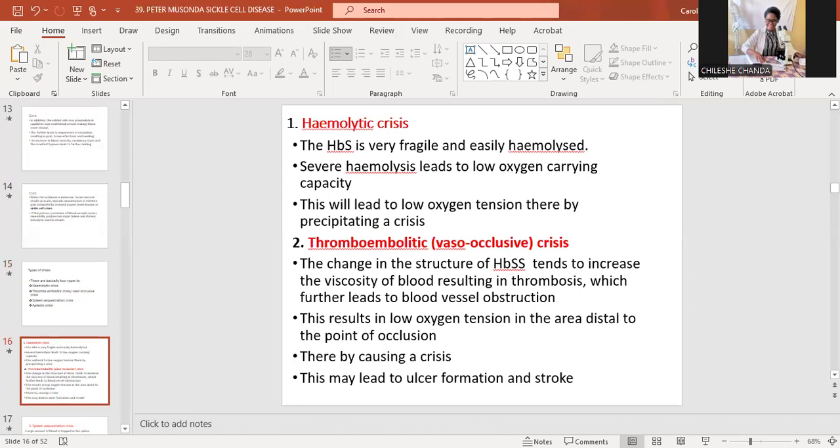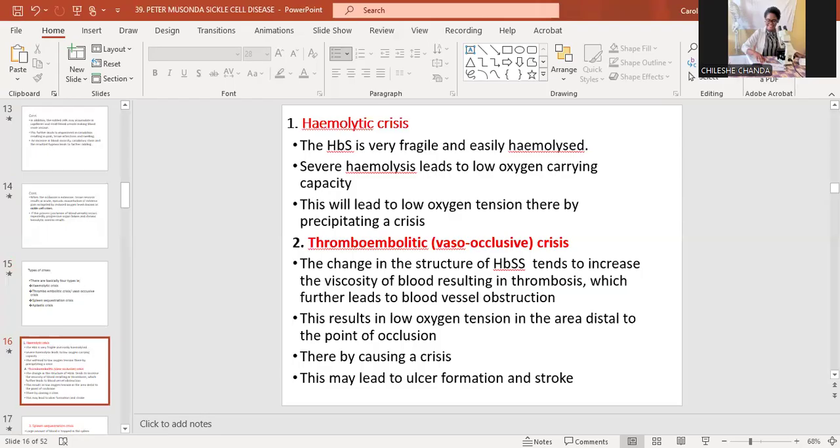Then hemolytic crisis is where there is extensive hemolysis of red blood cells. This severe hemolysis leads to low oxygen carrying capacity because these red blood cells are dying. They're being broken down before they even mature enough to do their work, and so this patient doesn't have enough red blood cells in the body, and this will lead to oxygen tension, and so the patient is going to have a crisis.